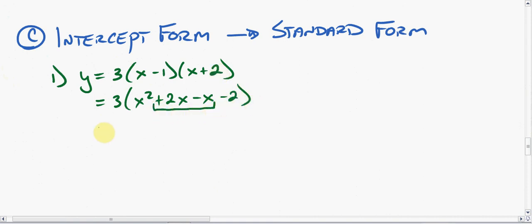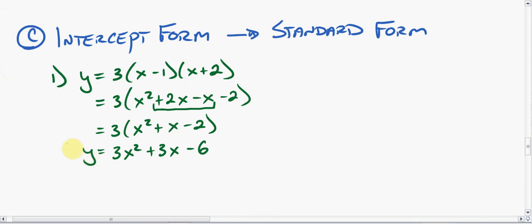Next, simplify. 3 goes for a ride, comes on down, and we get x squared. 2x minus x is positive 1x, minus 2, and now it's completely simplified, so this 3 can now go ahead and distribute in. So we've got 3 times x squared is 3x squared, 3 times x is 3x, and 3 times negative 2 is minus 6. So we've gone from intercept form to standard form. And that is part 3.